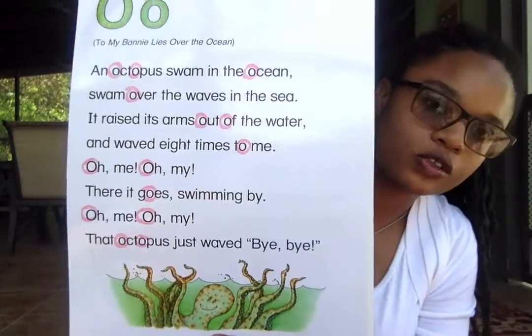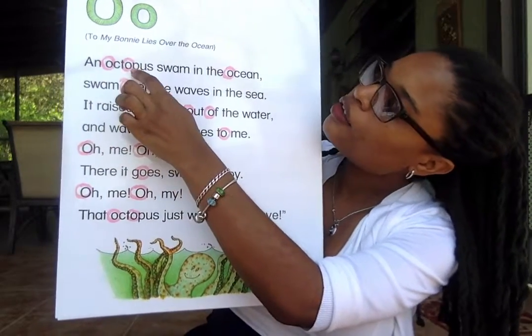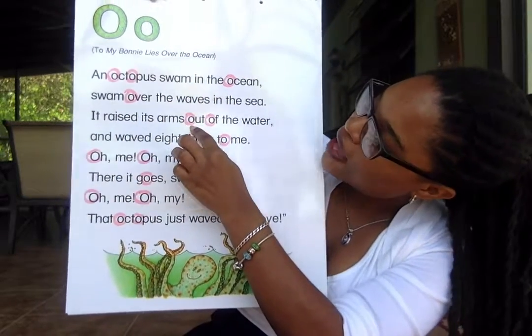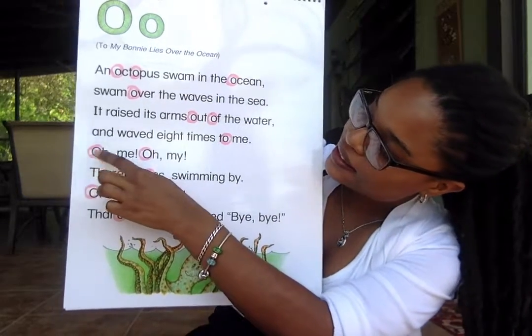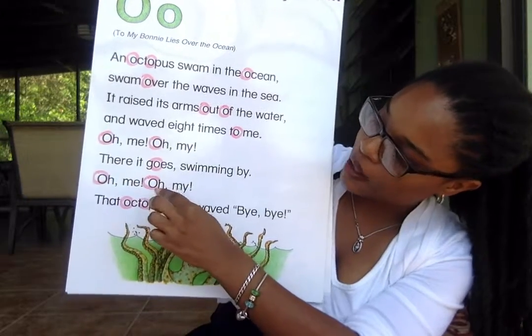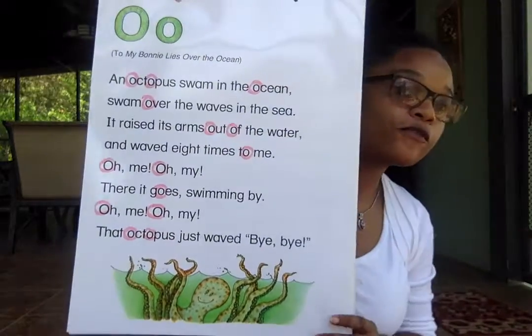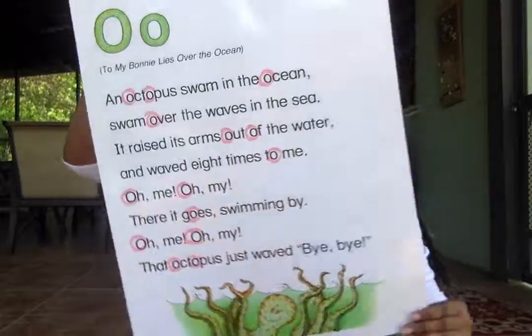Look at all those O's we found. Let's count them. 1, 2, 3, 4, 5, 6, 7, 8, 9, 10, 11, 12, 13, 14. There are 14 O's in this story that we found and circled. So let's do a big round of applause. Let's go.